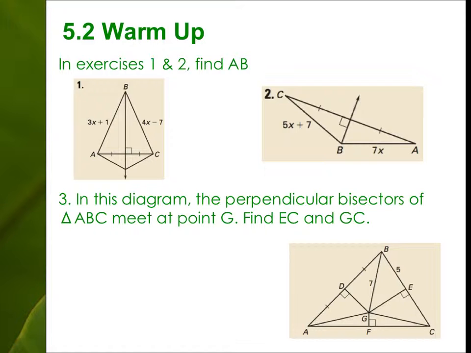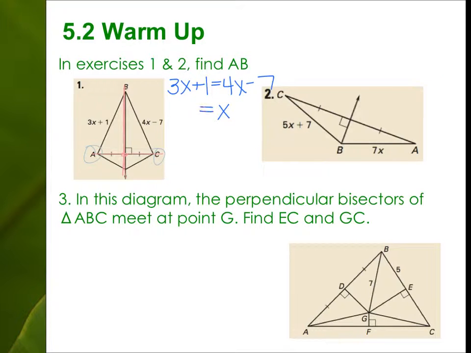1 and 2 say to find AB, okay? 1 has two triangles. Well, you can cut it into 4 or 5, however you look at it. But this segment here hits AC at its midpoint and is perpendicular to it. So that segment is a perpendicular bisector, which means that any point that lies on it is equidistant from the endpoints of this bisector. So what's true about 3x plus 1 and 4x minus 7? They're equal to each other. So you just have to do 3x plus 1 equals 4x minus 7.